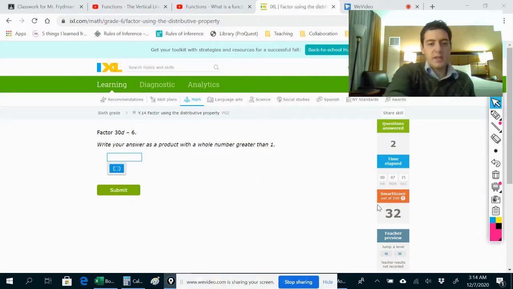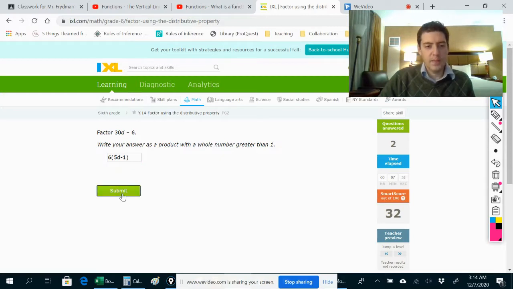Okay, this is basically the same, except we have a minus sign there. So the greatest common factor of 30 and 6 is, again, 6. What is going on? Okay, and then 6 times what would give us 30d? The answer to that is 5d. And I'll just put a minus sign instead of a plus sign here. And 6 times 1 would give us the 6 back. Okay, so that's our answer for that one.